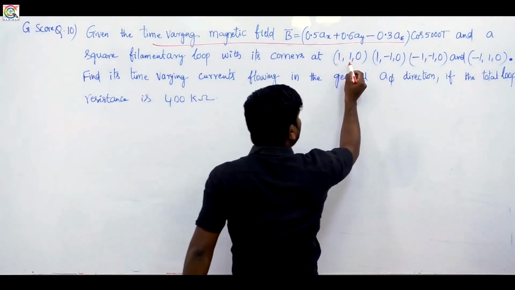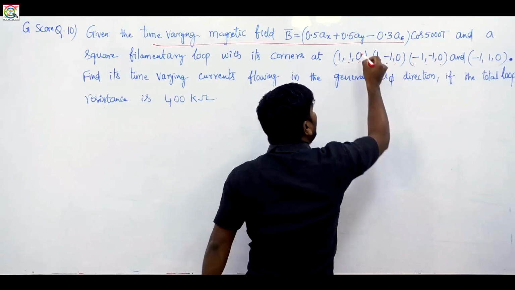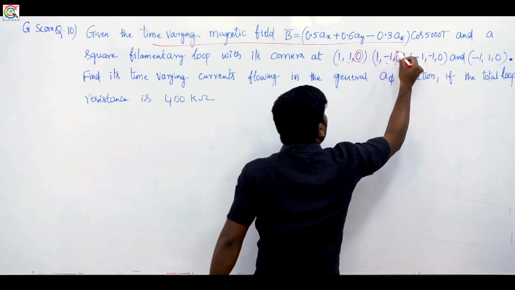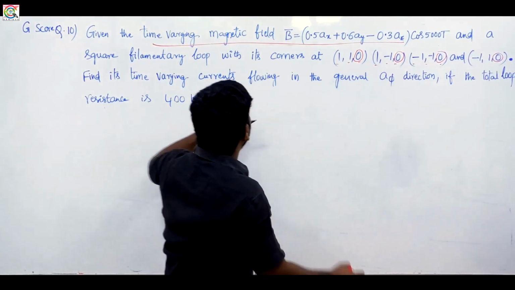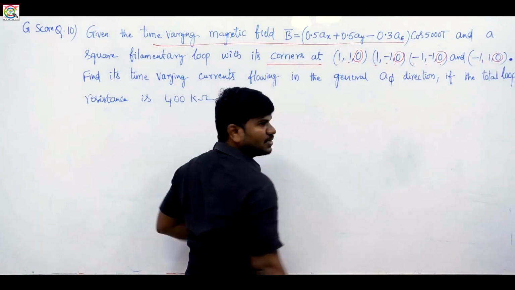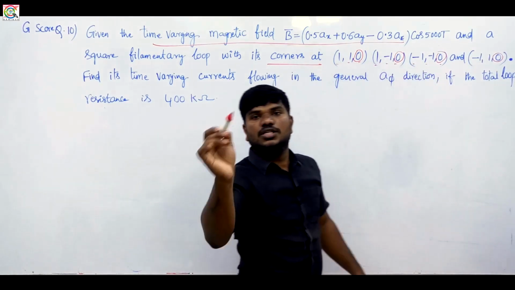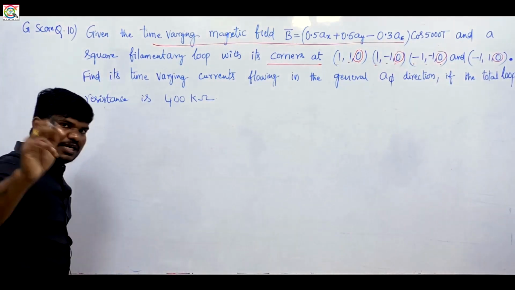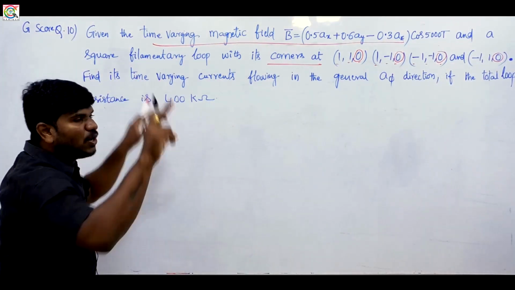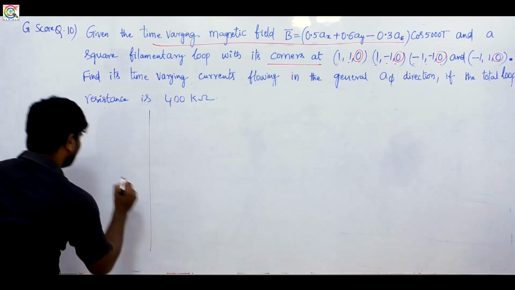So (x, y, z) for all the points, all the corners, he said that they are the corners, right? All the corners have z equal to 0 as the coordinate. So here we can observe that this entire square loop is placed in the z equals 0 plane.